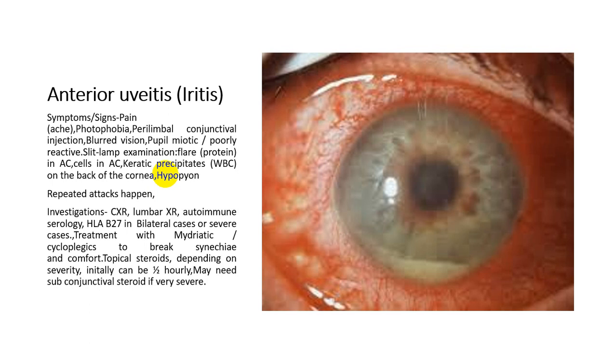Treatment is with mydriatic and cycloplegic to break the synechiae. So what is synechiae? This is the adjoining of the iris and the cornea. And topical steroids, depending on severity, initially you can use half-hourly. Subconjunctival steroids if it is very severe.